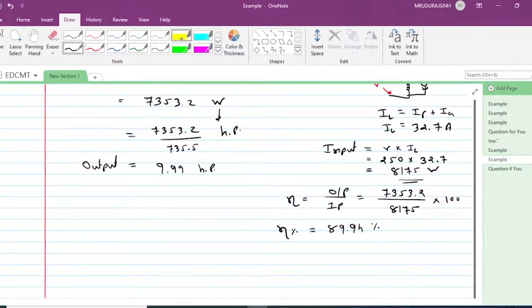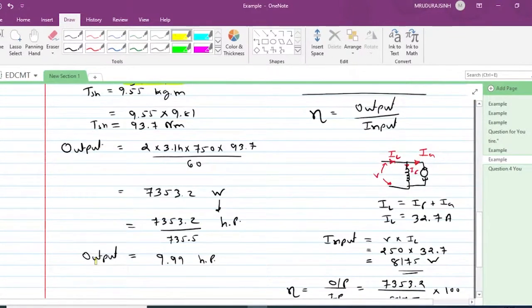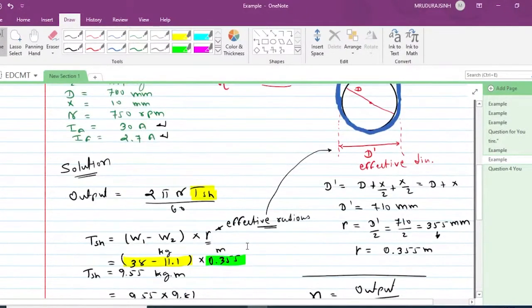So this is the finding, and this is our first finding. This is how you can calculate the output and efficiency from the brake test.